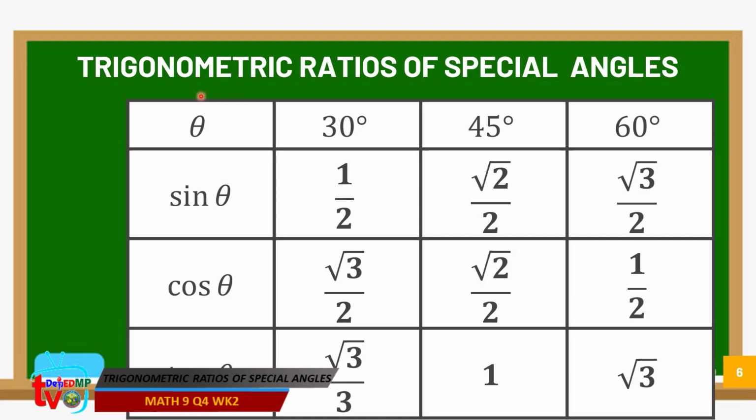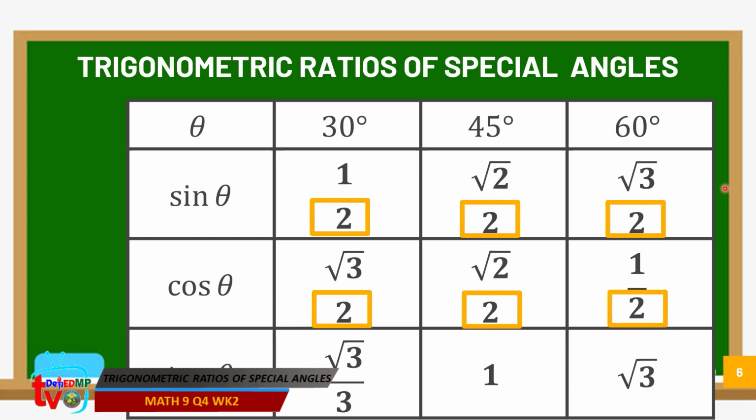Let us summarize the primary trigonometric ratios of a 30-degree, a 45-degree, and a 60-degree angle. Recall that sine 30 is 1/2, cosine 30 is square root of 3 over 2, and tangent 30 is square root of 3 over 3. Now, when you study the other ratios, can you notice a pattern?